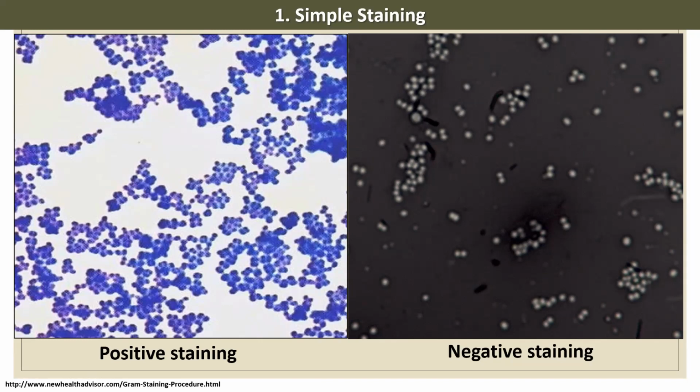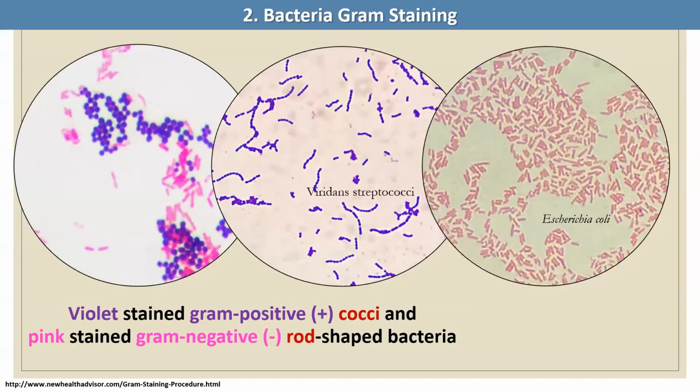You can see the positive staining. The dye will stain bacteria into blue color. And for negative staining, the dye will not stain the bacteria in color, but it will dye the background instead. The next type of staining is the differential staining, which can be divided into different methods.